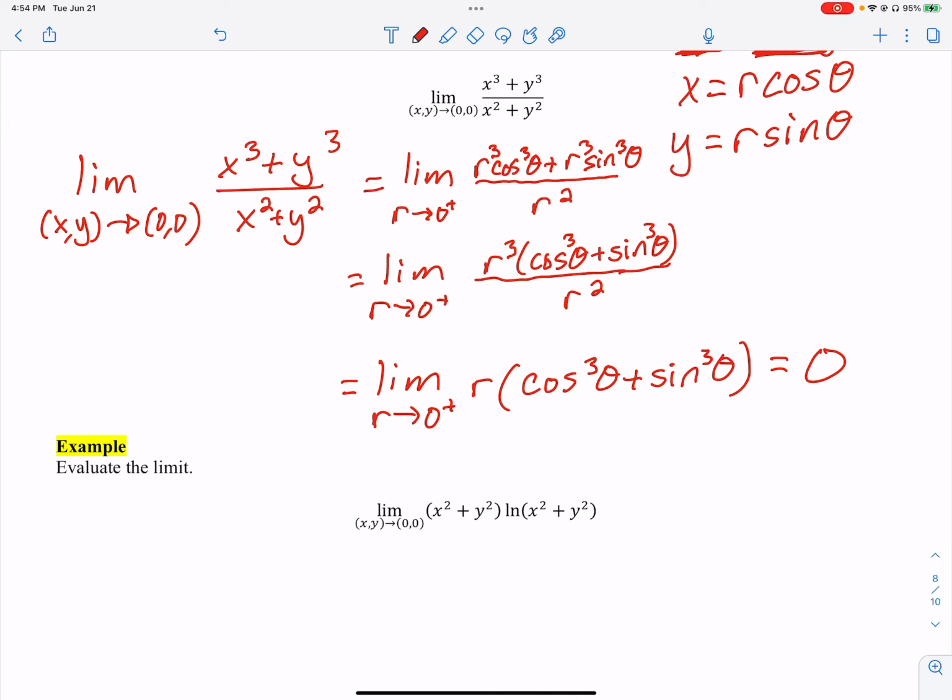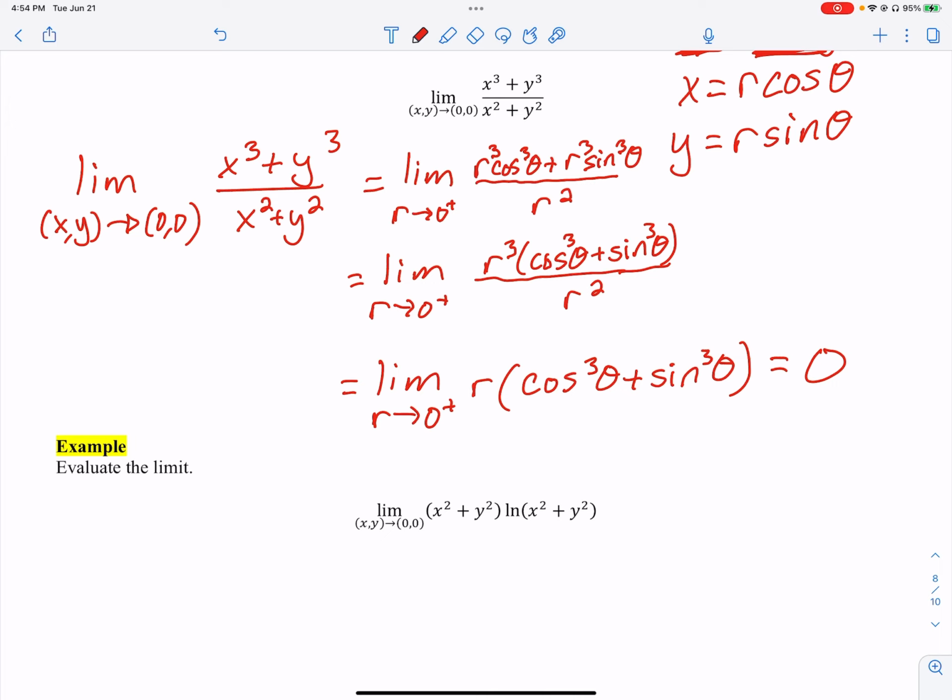Because as r goes to 0, it doesn't even matter what's going to be inside the cosines and sines. They're bounded, we know that, so they're not going to go off to infinity. What I mean by bounded is cosine is between -1 and +1. Sine is between -1 and +1, which means that when I cube them, I guess they could go off to infinity. We won't think about it too hard here. We're just going to trust the theory of the limit.